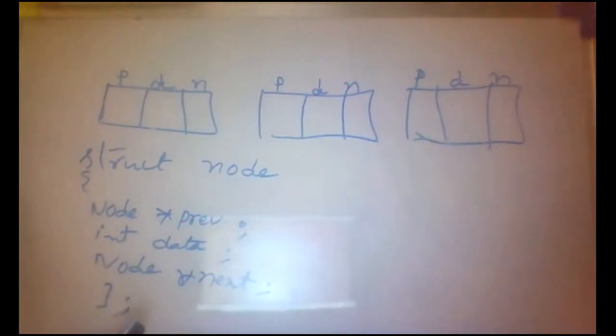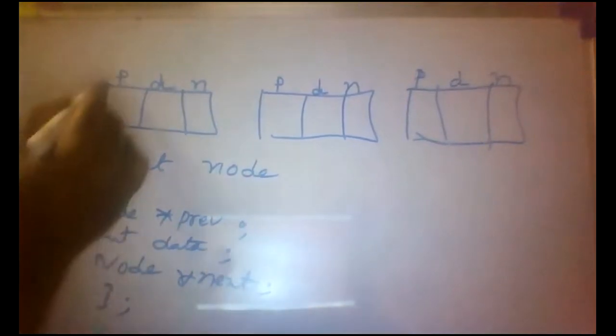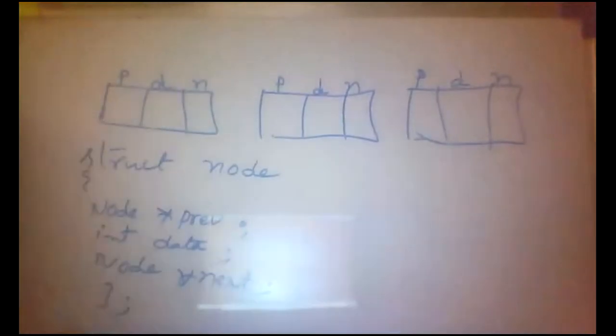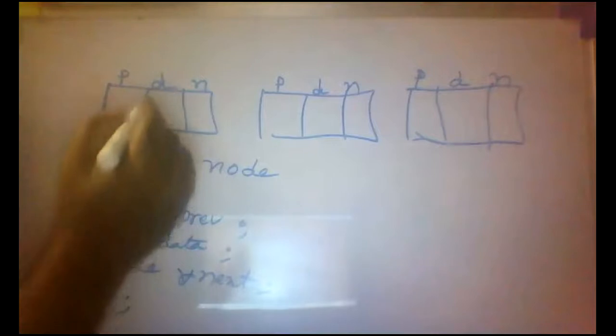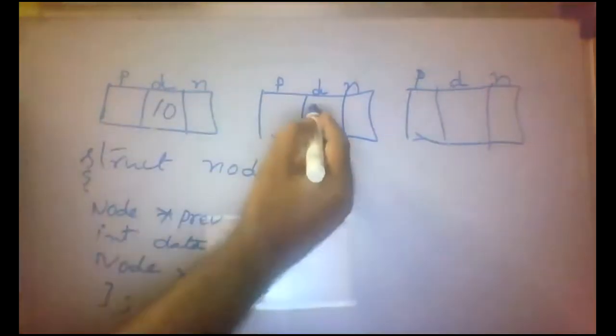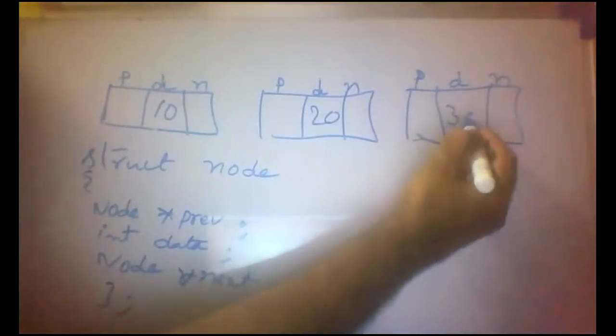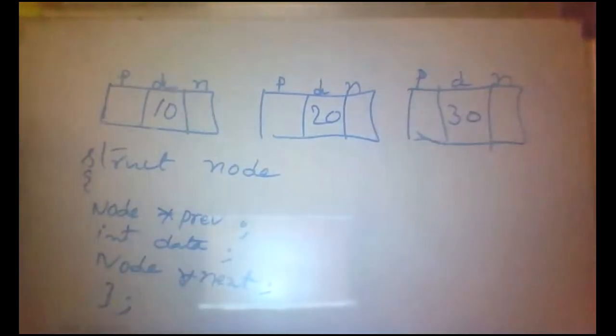Whereas in a double linked list, each node has three parts. The first part is the previous. Next part is the data part. And the last part is the next part. The previous part holds the address of the previous node. The next part is a pointer variable, it holds the address of the next node. Then the data part, for example, here 10, here 20, here 30. These three are the nodes.